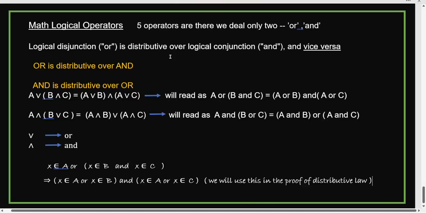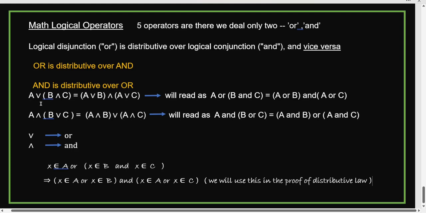We will see math logical operators. There are 5 operators. We deal only with 2, or and and. The logical disjunction or is distributive over logical conjunction and, and vice versa. That means logical disjunction is or and logical conjunction is and. Or is distributive over and, and vice versa, and is distributive over or.